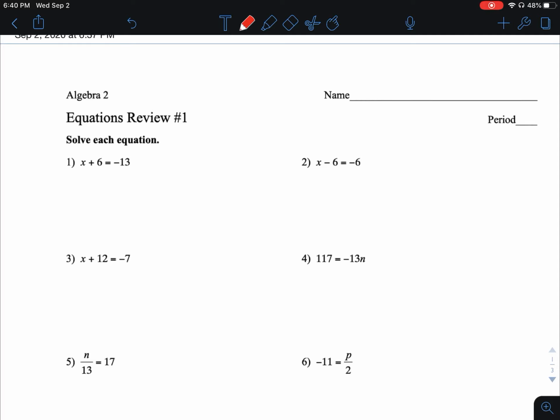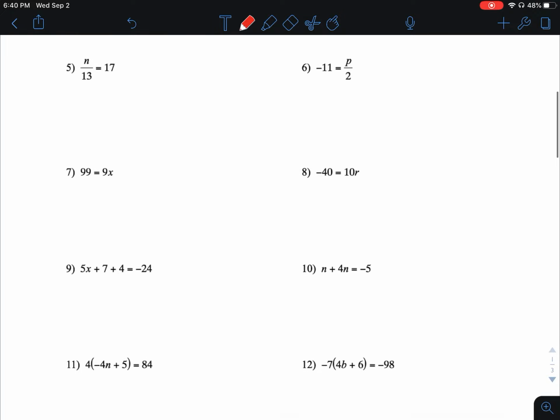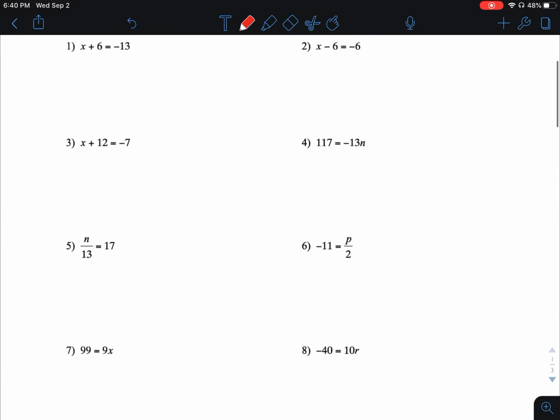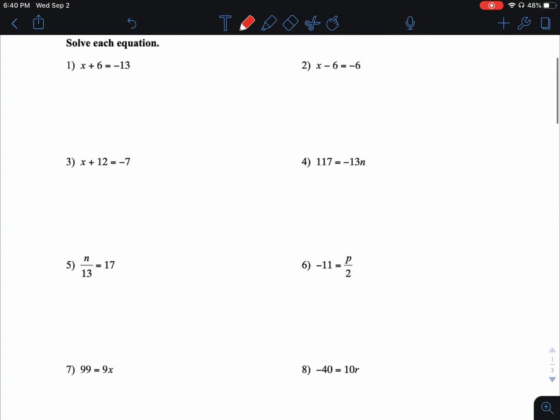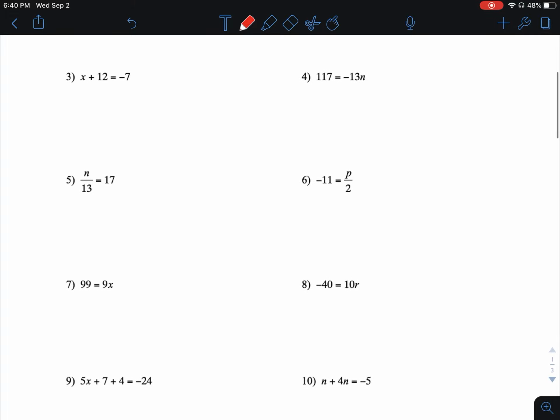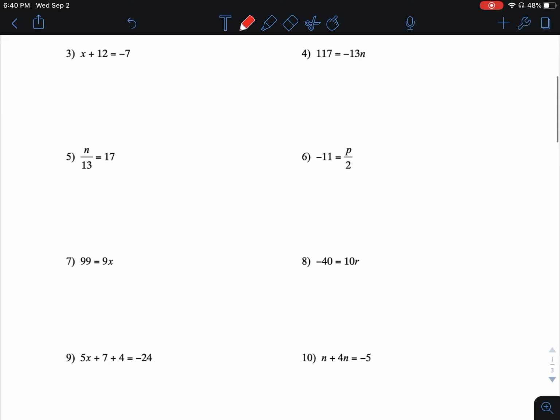All right, so I'm going to go over a couple of these with you just as a reminder, and then you're going to finish up the rest of them for homework. So I'm going to leave the first couple for you. They're pretty simple. I think you guys can do the one-step equations. So I'm looking now down at number 6.